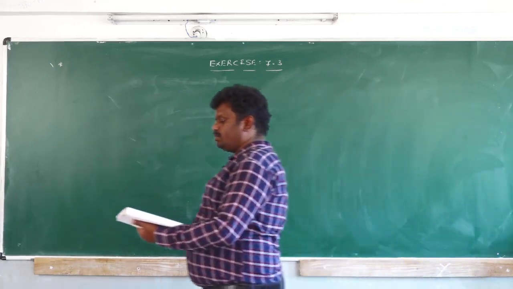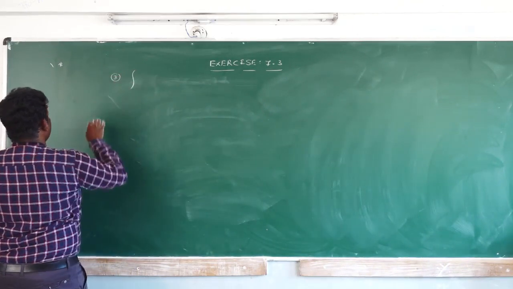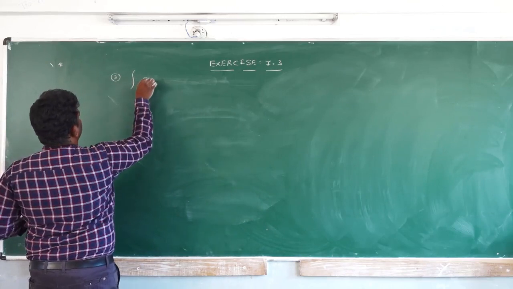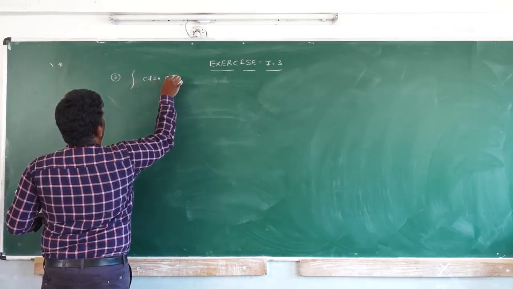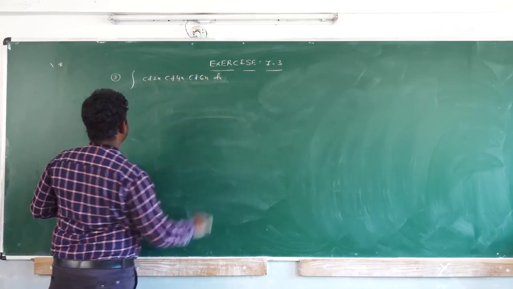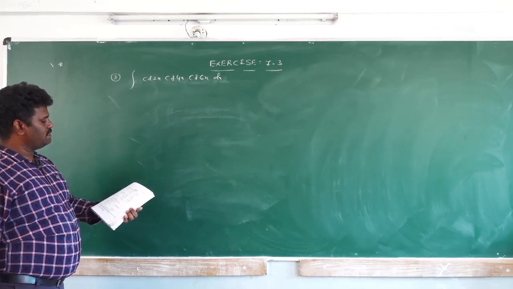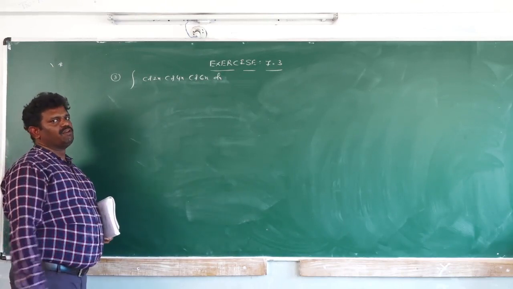Next, the third one: integral of cos 2x cos 4x cos 6x dx. Okay? Integral cos 2x cos 4x cos 6x dx. Just now we simplified one question.